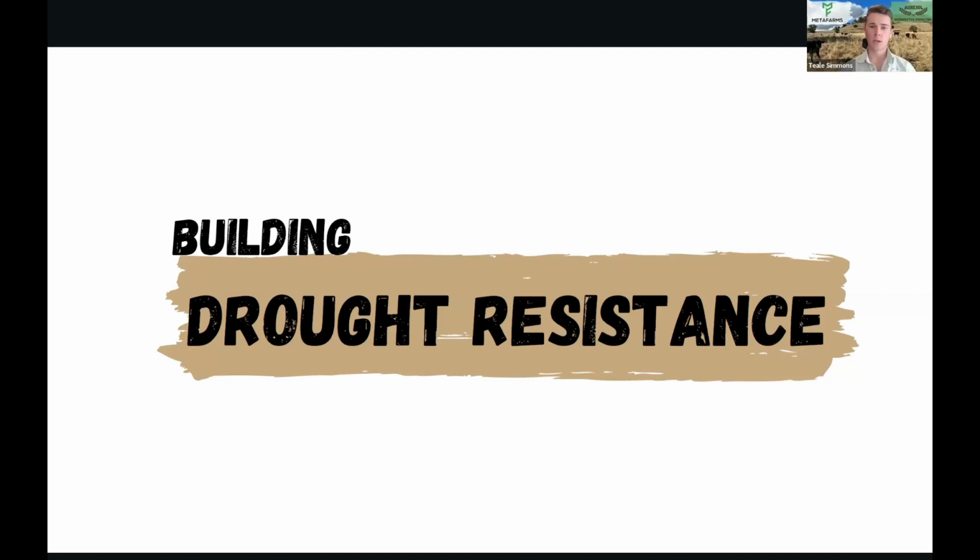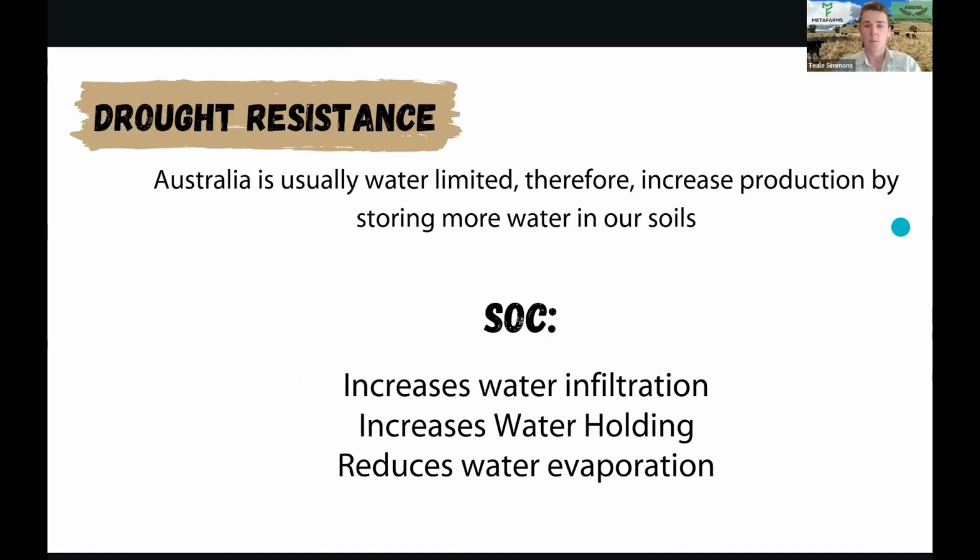How can we build drought resistance? Essentially, it's a function of all of those things. We want to increase our water infiltration rates, increase our water holding capacity, and also reduce our water evaporation. Typically in Australia, we are water limited. Therefore, we can really easily increase production by storing more water in our soil.